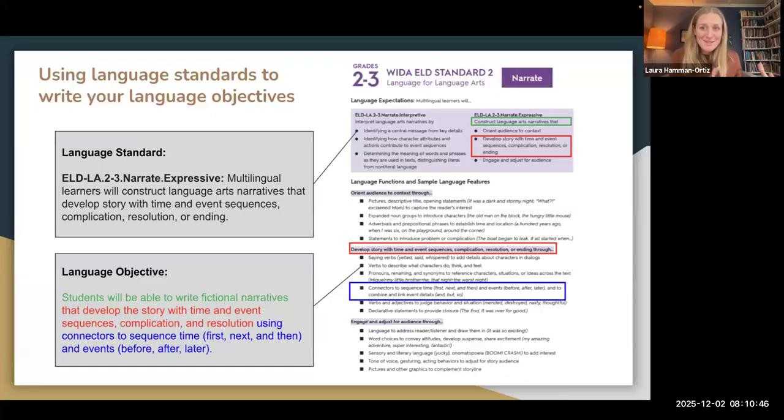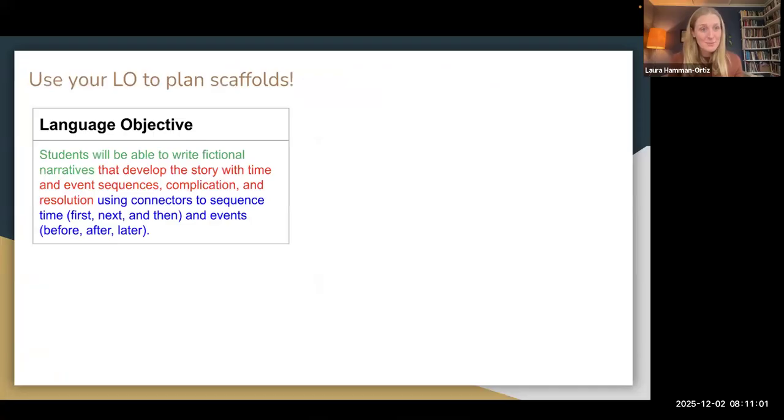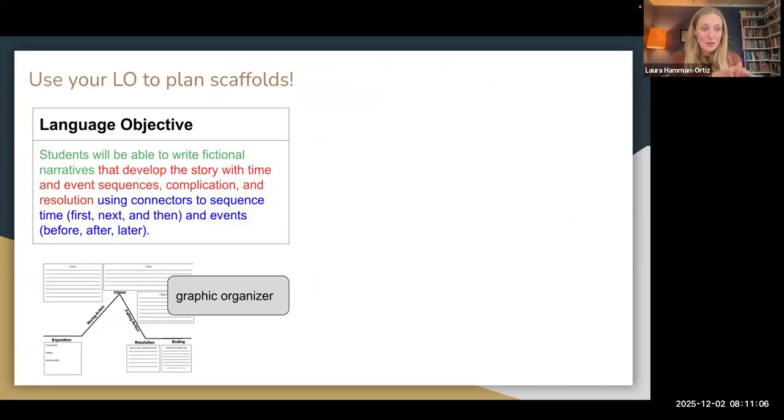Now, the reason we do this isn't just so we have a beautiful language objective that we can put in our lesson plans or put up on the board, but it's so that we can intentionally plan for the language support students might need and intentionally teach language. So what that might look like for this specific example, to plan my scaffolds, is I might say, okay, I need to have a graphic organizer that's going to help students learn these different components, right? Here you see one example where we could identify the event sequences, the complication, the resolution. So this helps me to plan a tool that I might use to help teach that.